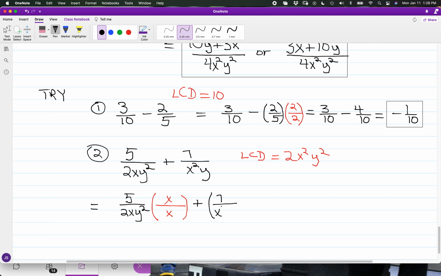And for 7 over x squared y. Okay, so x squared y into 2x squared y squared, so we have 2. And x squared goes completely into itself, and y into y squared goes y times.